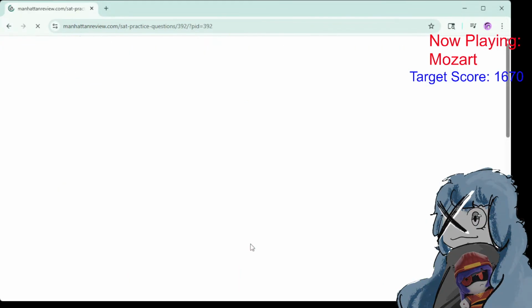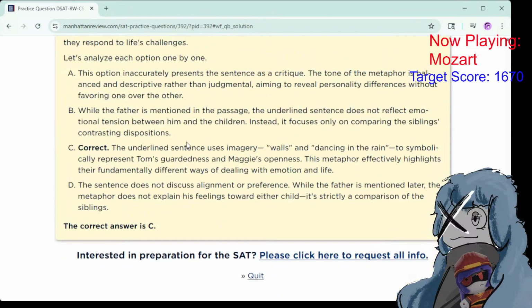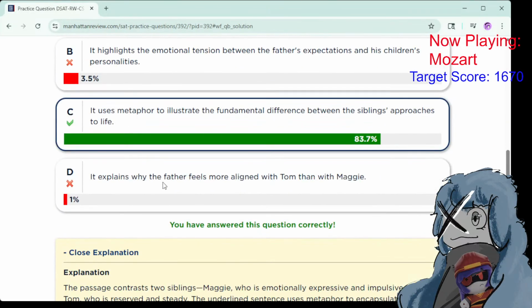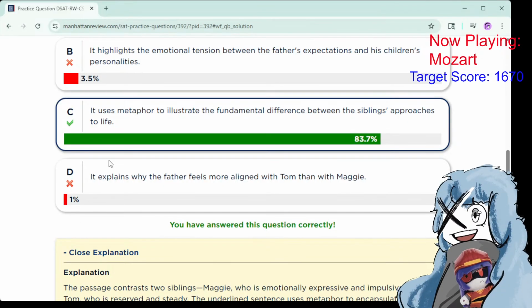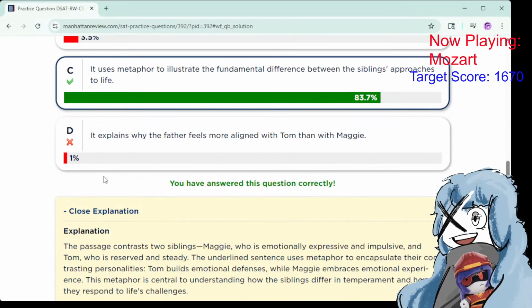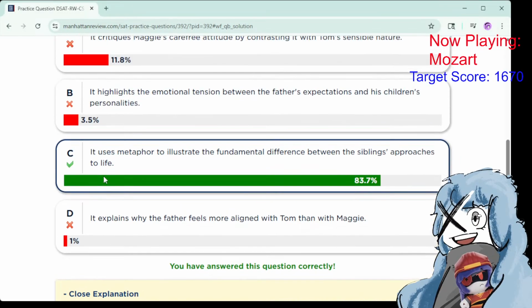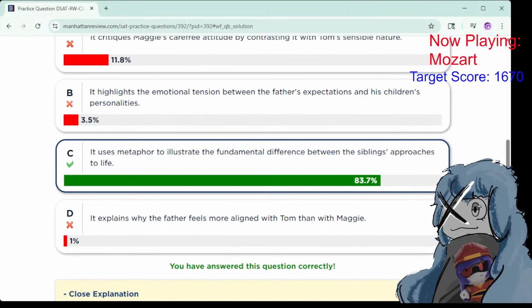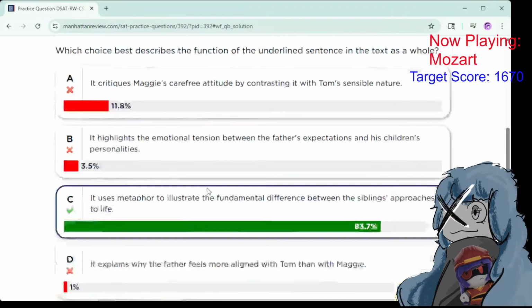Fuck medium, bro. Ooh, the 1% who picked D, probably like the rounding everywhere, maybe. It should not be 1%. It should definitely be like 1.1%. 0.1%, I'd say.